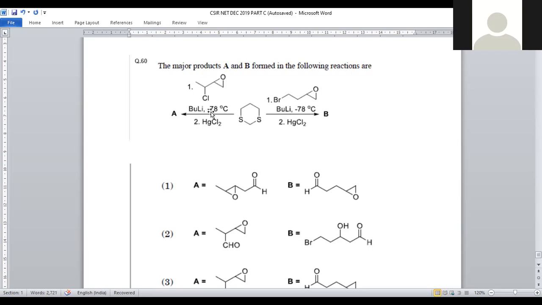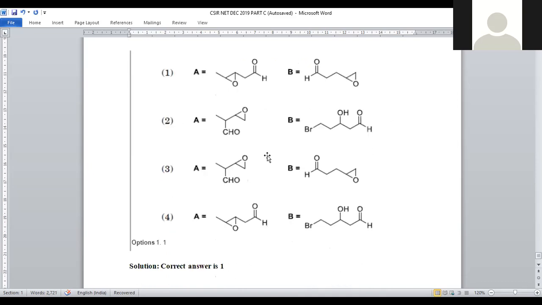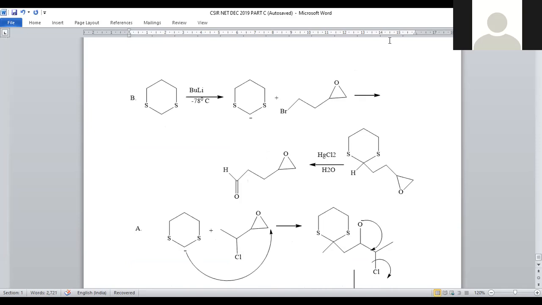Butyl lithium base will be added, minus 78 degrees thermal conditions also same, and hydrolysis with mercury dichloride will be the same. Only the difference is the alkyl halide. In the first case we have a secondary halo. In the second case we have a primary halo. Let us see what will be the products A and B. That can be clearly explained by mechanism.